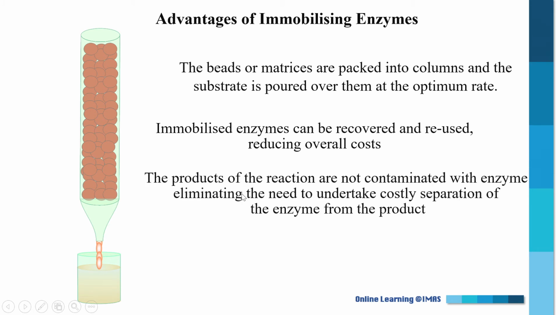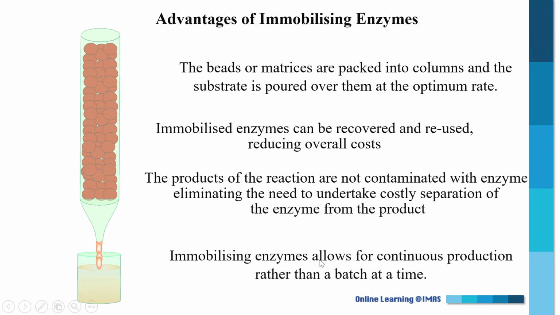Then here the products of the reaction are not contaminated with the enzyme. Here your product is not contaminated with the enzyme, eliminating the need to undertake costly separation of the enzyme from the product. So you don't need to do any other chemical reactions to remove your enzyme from the product, because your enzyme is safe here in the column and you can even reuse it. Okay, so immobilizing enzymes allows for continuous production rather than batch at a time.